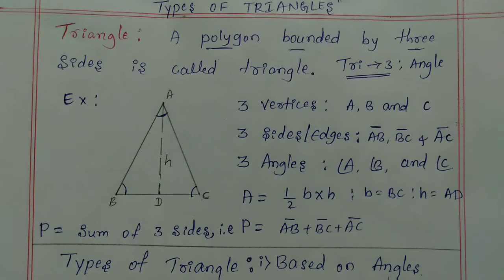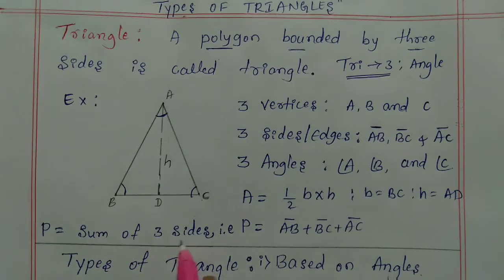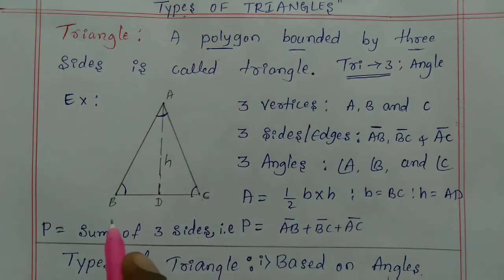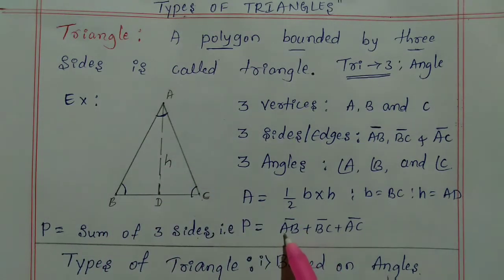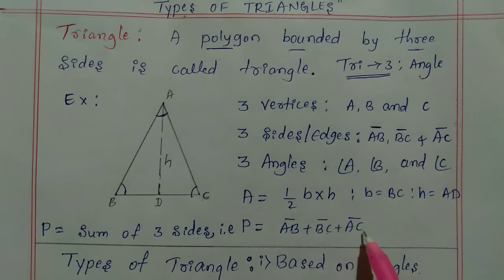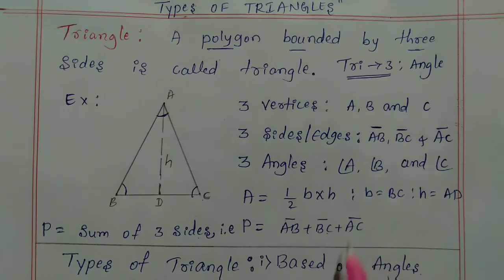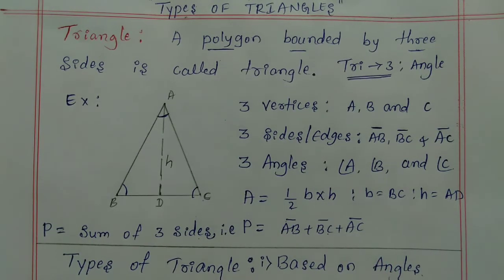Next, perimeter. Perimeter means the sum of three sides. The perimeter of a triangle is the sum of three sides. It means AB plus BC plus AC side lengths. Next I will go to types of triangles.